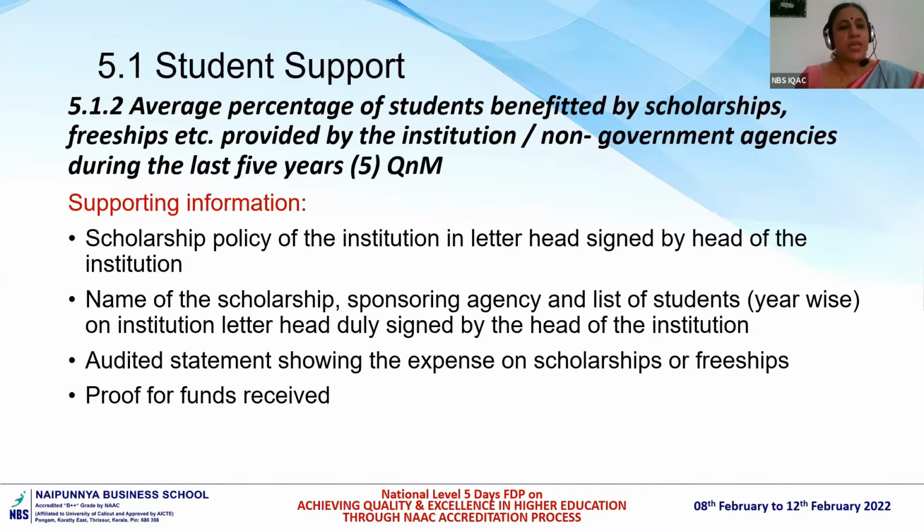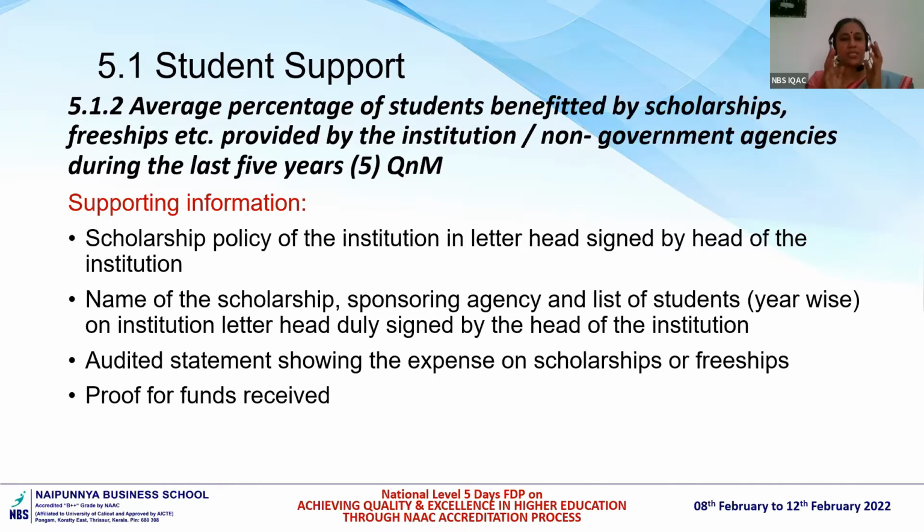The second sub criteria is 5.1.2: average percentage of students benefited by scholarships, freeships, etc., provided by the institution and non-governmental agencies during the last 5 years. This initially had 20 marks and NAAC reduced that to 5 marks.